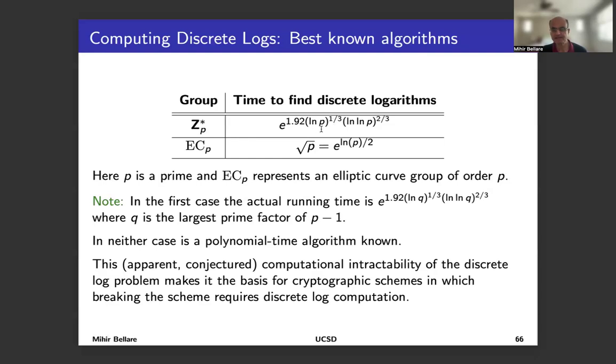Is there some way to understand these running times? Well, E here is the base of the natural log, so 2.7 or whatever, and you're raising that to a power which involves the natural log of P.